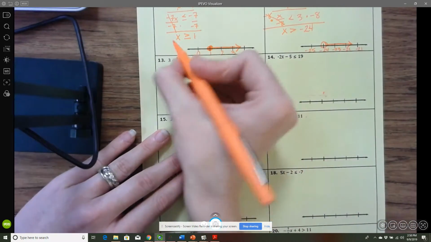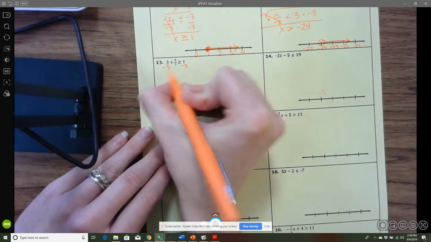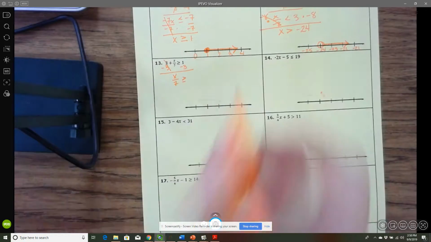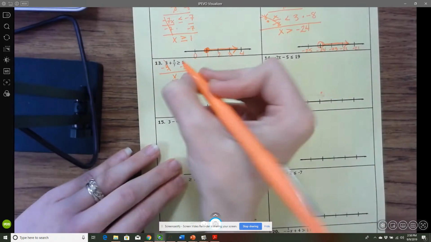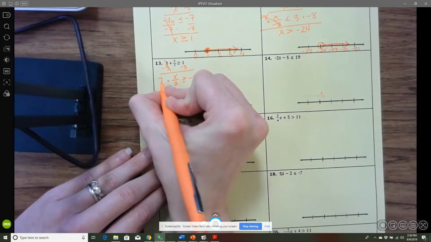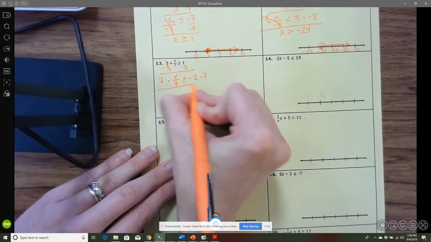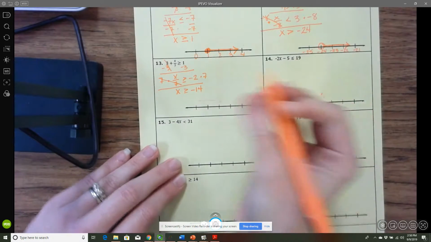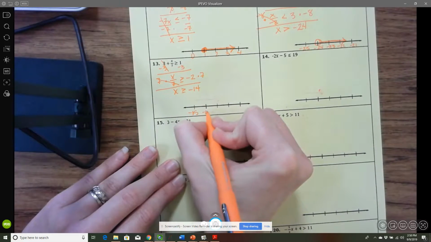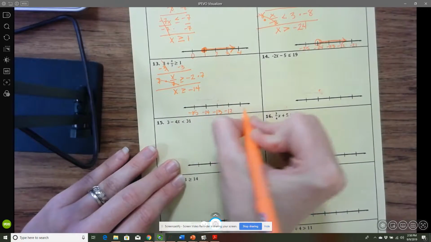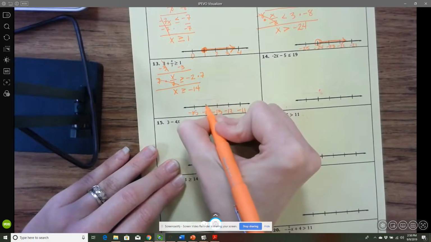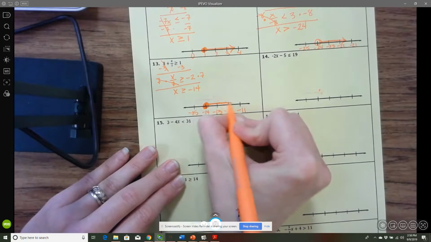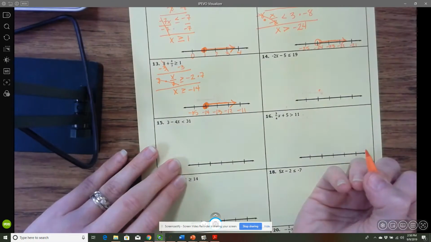All right, on this next one, we're going to subtract 3 from both sides. So 1 minus 3 gives me a -2. You're going to multiply both sides by 7. So I get a -14. So closed circle, and x is greater than, so it's going to go to the right.